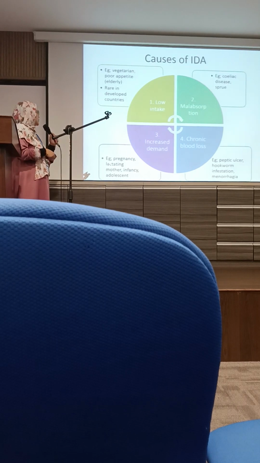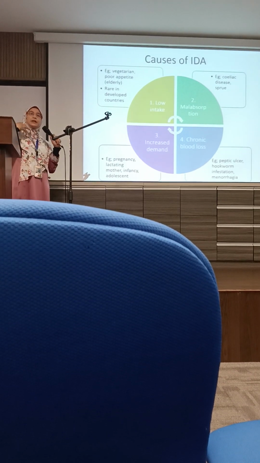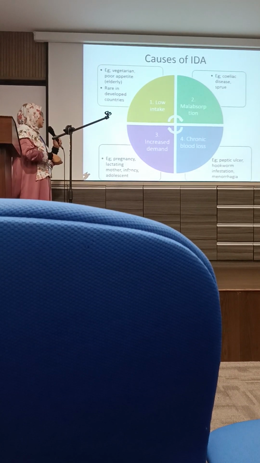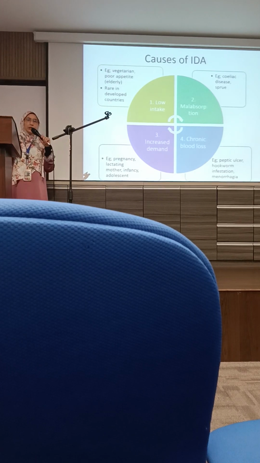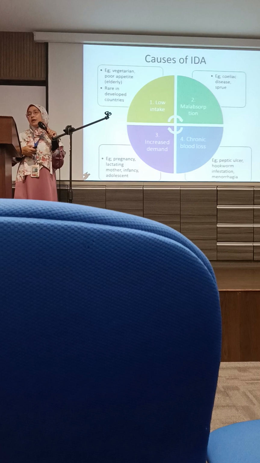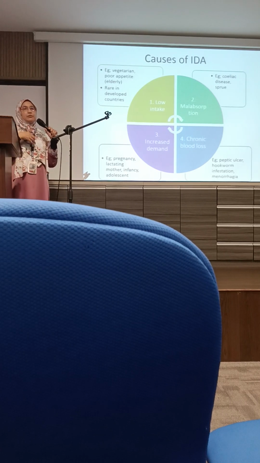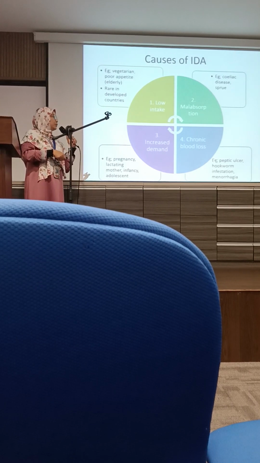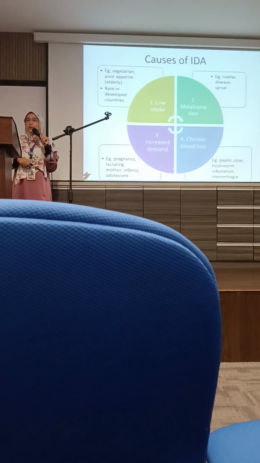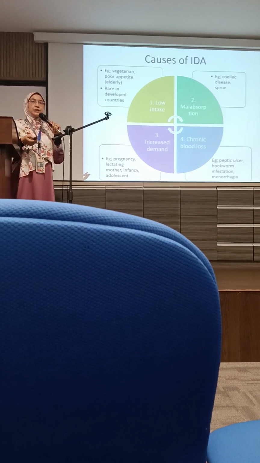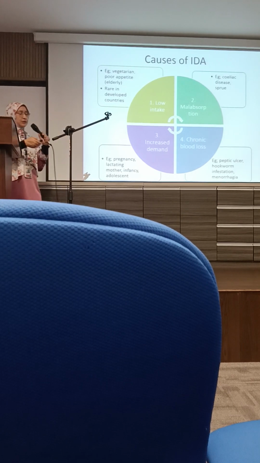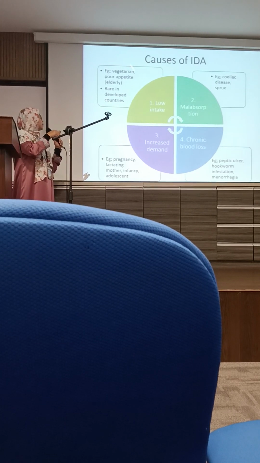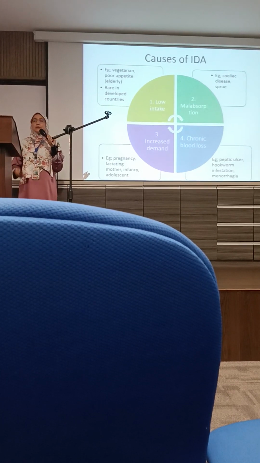If you have increased demand, for example in pregnancy, because you need to supply the iron to the fetus as well, so you lose your iron to the fetus. Lactating mother, infancy and adolescent, because they are growing. They are having increased demand, so kalau dia tak cukup intake, they will have problem of deficiency. And also chronic blood loss. For example, patient with peptic ulcer disease, with hookworm infestation, or ladies with menorrhagia, heavy menses. So these are important. Bila you nak ambil history of iron deficiency anemia, you need to ask all this, especially the important one is the dietary intake, because that is the most common cause.